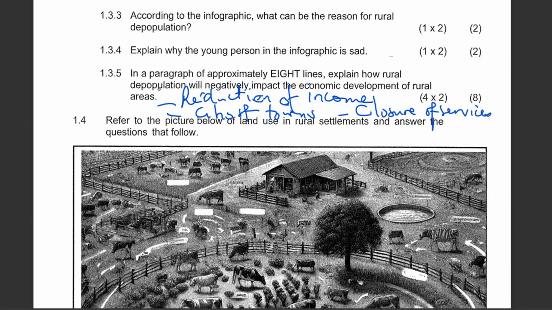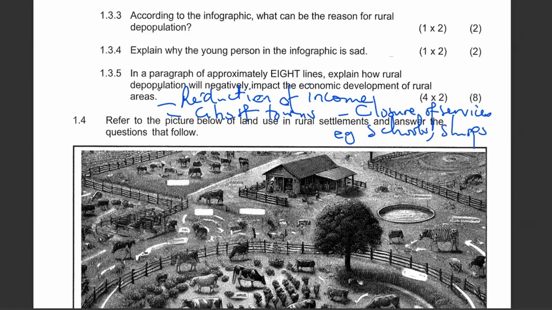Closure of services. For example, you can look at schools or clinics or shops. Remember the concept of threshold population. There is a minimum number of people who are supposed to support a service and make it viable and profitable. If the number falls below the minimum, then the service has no incentive to keep operating. The only option that remains for that particular service is to close down.